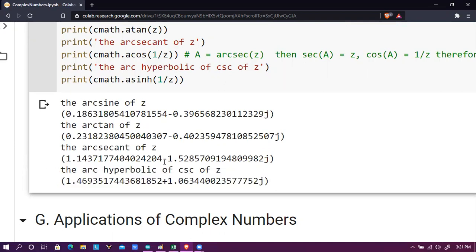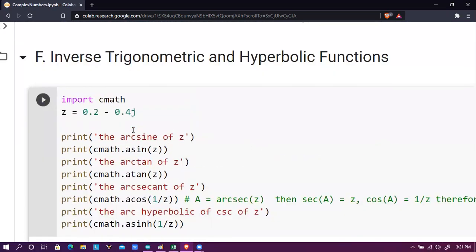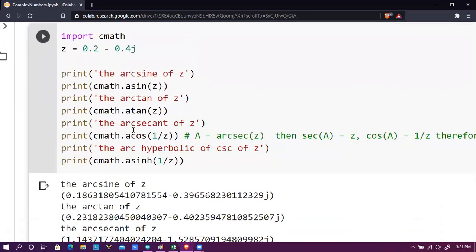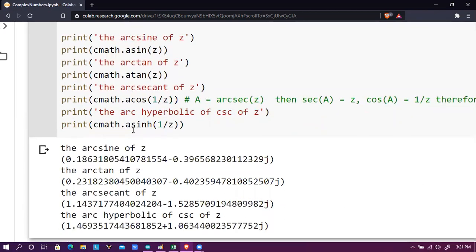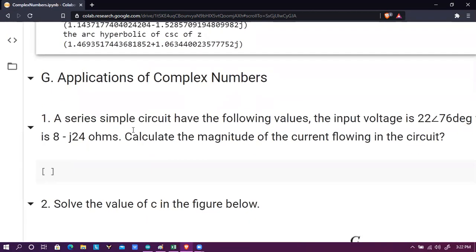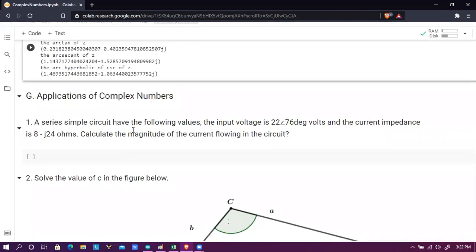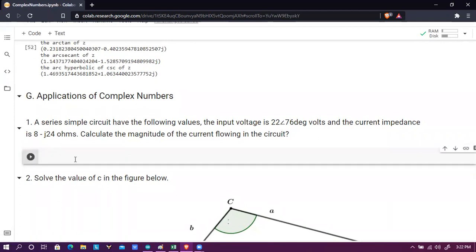All right, that's it for the inverse trigonometric and hyperbolic functions. I suggest you try this on your previous exam. Now we go to the applications of complex numbers. This is the application of your complex number. Let me read the problem first. A simple series circuit has the following values. So this should be a simple series circuit.